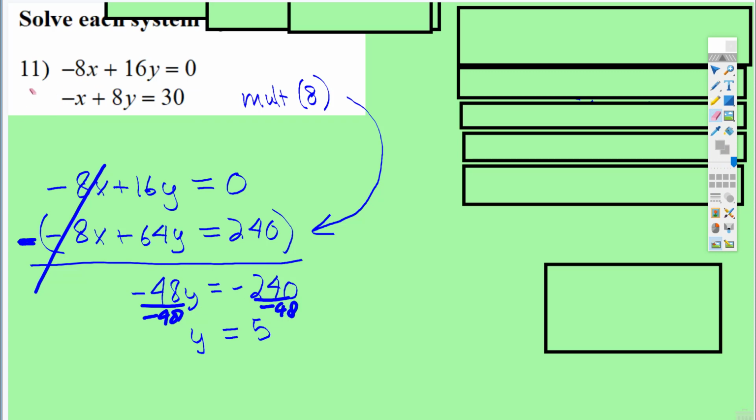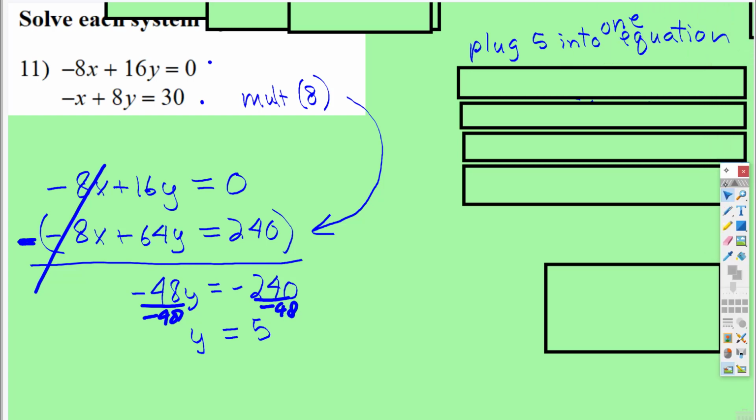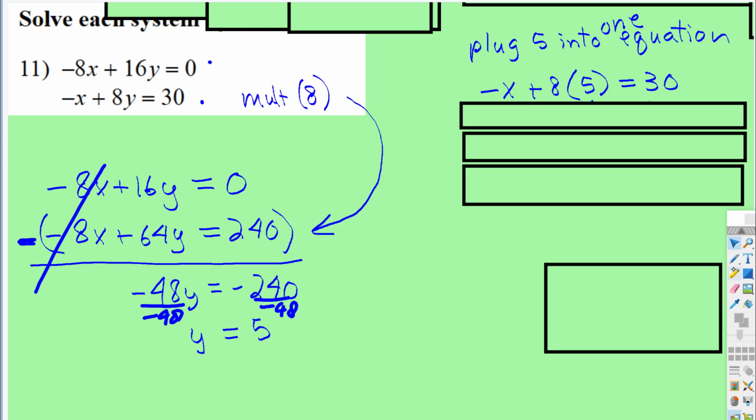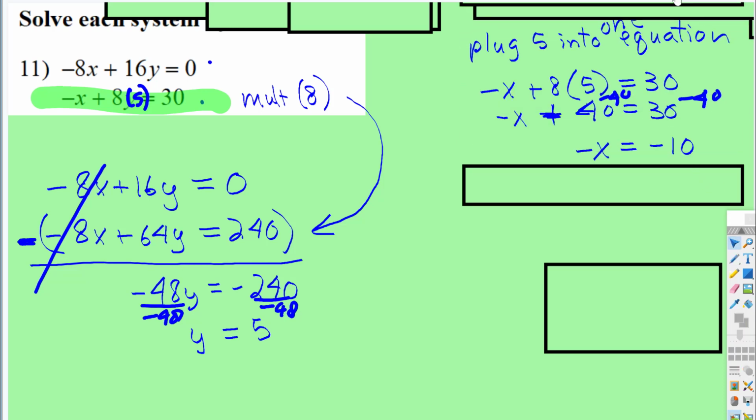Now you're just going to use the substitution method. You're going to pick one of these equations and substitute y back into the equation to find out what the x value is. So plug 5 in. I chose this one right here, and I just substituted for 5. So 8 times 5 is 40. We're going to subtract 40 on both sides. 30 subtract 40 is negative 10.